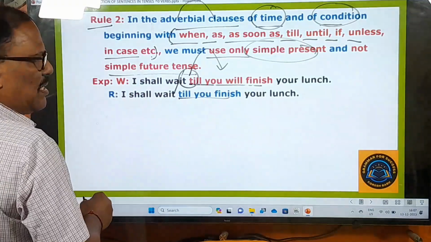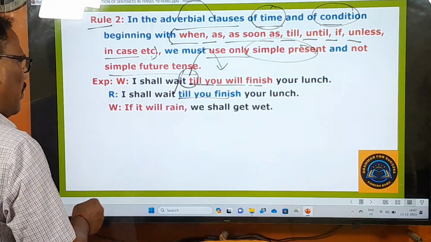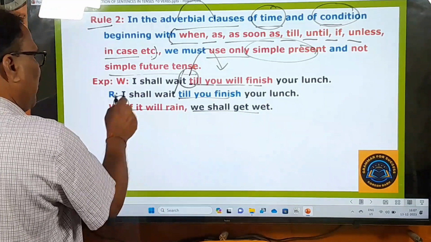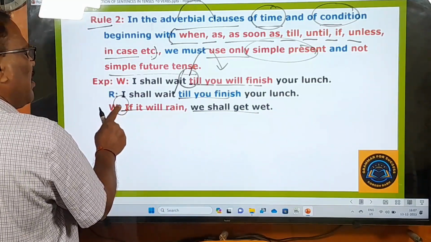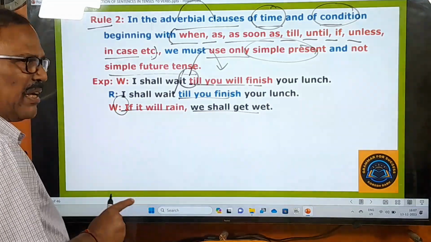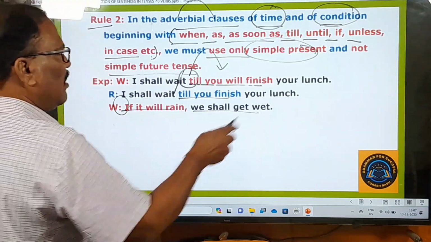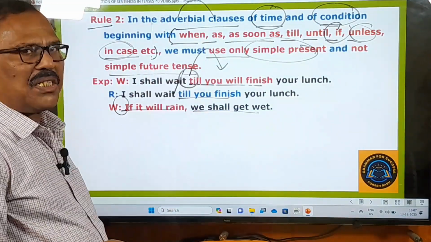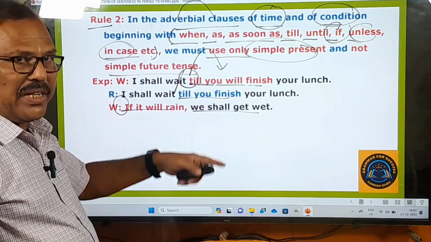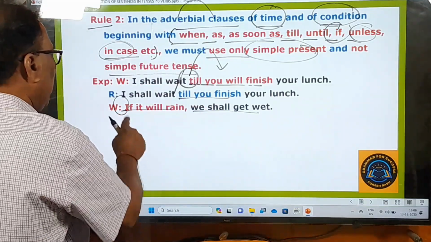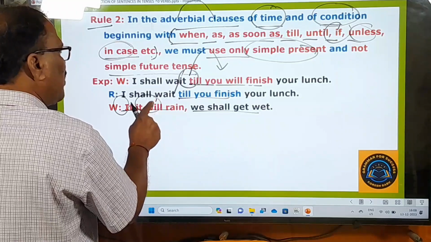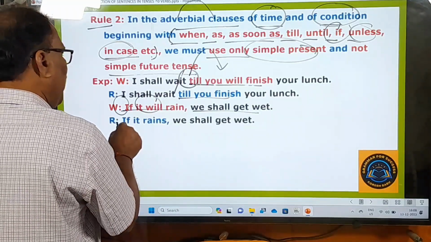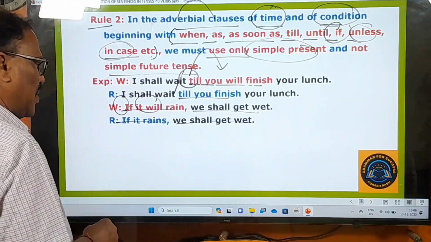Similarly, I am going to give you other examples also. If it will rain, we shall get wet. If is an adverbial clause of condition. These are all, if, unless, in case, these conjunctions will make adverbial clauses of condition. Here in this adverbial clause of condition, simple future is used. We should not use that. What should we use? Only simple present. If it rains, we shall get wet. That should be the answer.